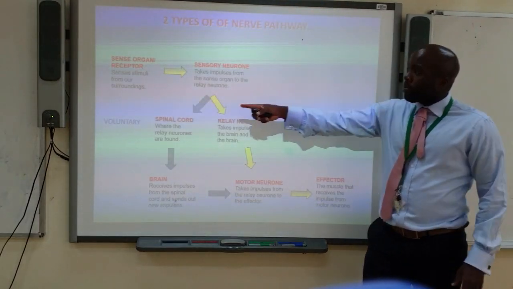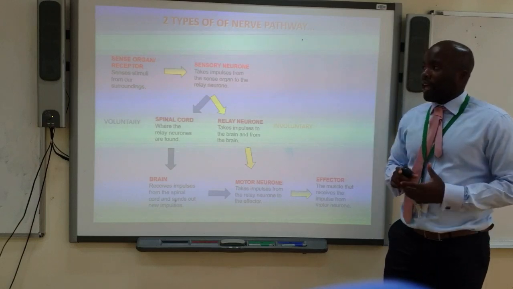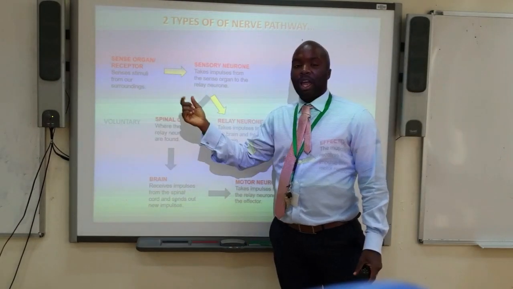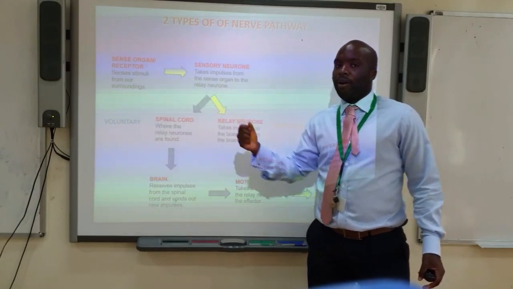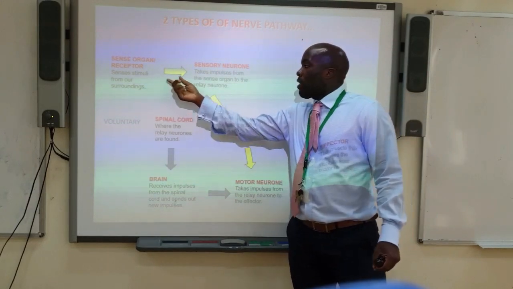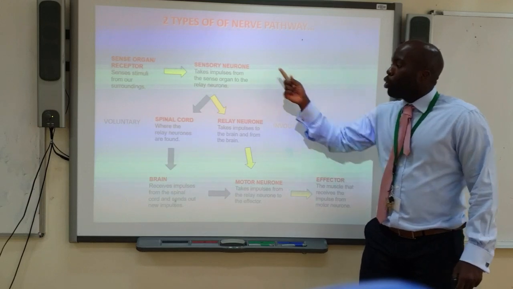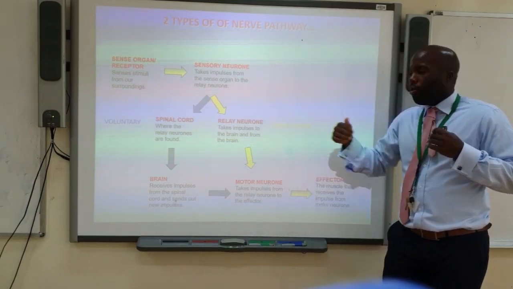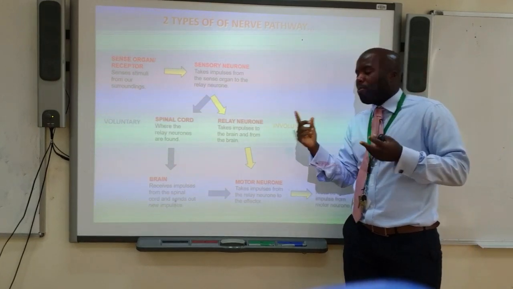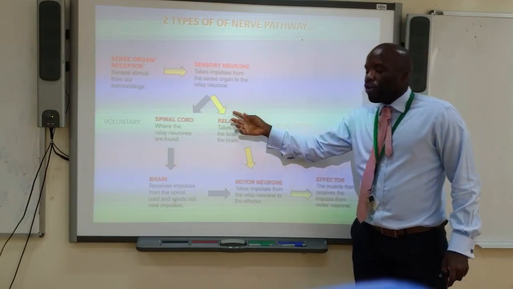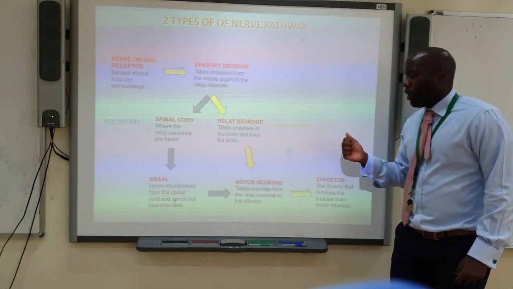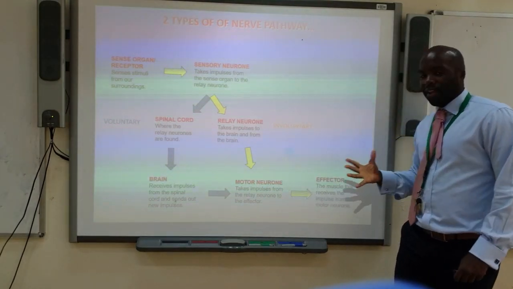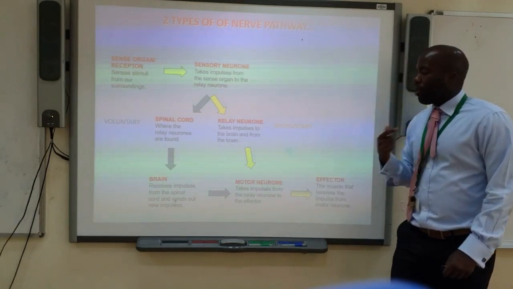Now let's sum up what we looked at. In a reflex action, we have our stimulus, which is picked up by our sense organ or our receptor. The signal is passed along our sensory neuron to our relay neuron. The relay neuron, remember we said, is in the spinal cord. The relay neuron will send that electrical impulse along the motor neuron and eventually to the effector, which will bring about the effect, the response.